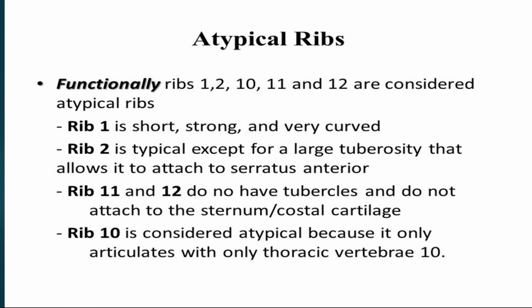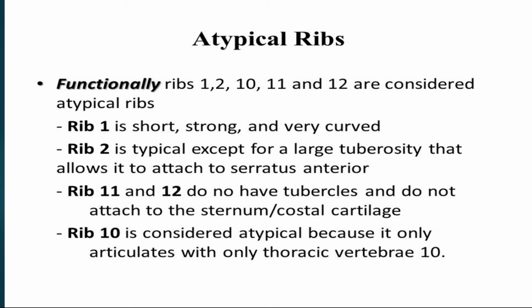Any rib that deviates from the typical anatomy will be called an atypical rib. In the Snell Anatomy Review, you will only find rib 1 as an atypical rib. Rib number 1 is described as atypical because it is shorter than other ribs, and it is wider, thicker and stronger. It is more curved, and it only articulates with one vertebra, thoracic 1, T1.